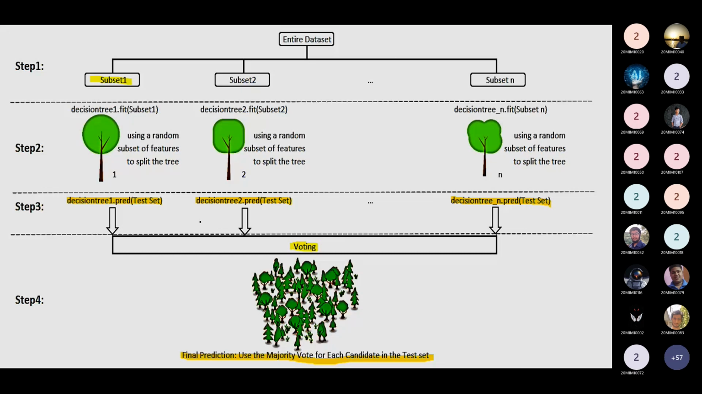Suppose I'm getting prediction 1 here, prediction 2 here, and then prediction n. In maximum voting, from prediction 1, prediction 2, and so on up to prediction n, I have to apply the maximum voting algorithm, and then I can get a better prediction. So the final prediction comes from the majority of the voting. Please keep in mind, it is majority voting for each candidate in the test set. From the n predictions, I need to find which is the majority.